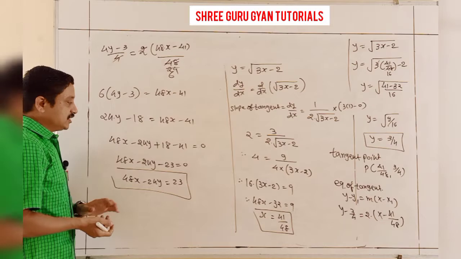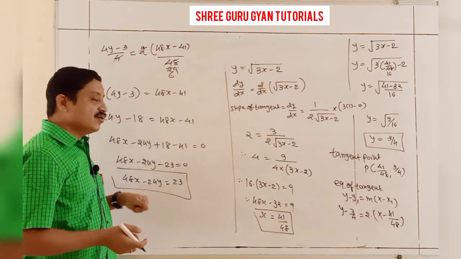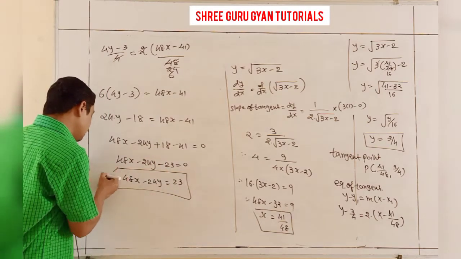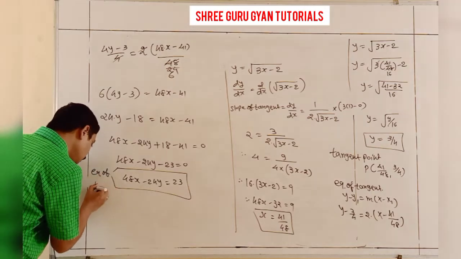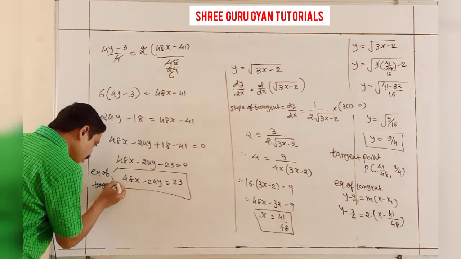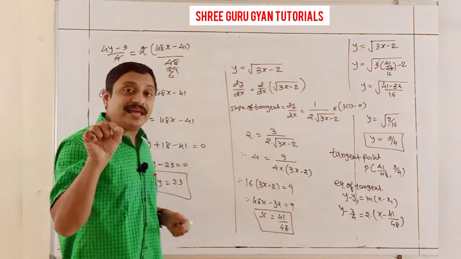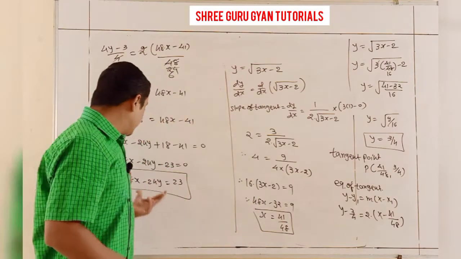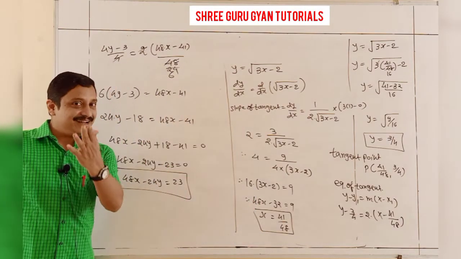That's your answer. One more time check: 48 minus 41. Yes, 23. That is the equation of the tangent which is parallel to the given line. Your answer, students, done easily and happily here.